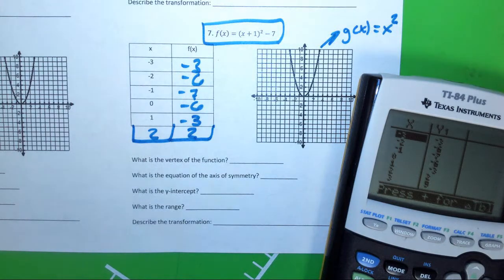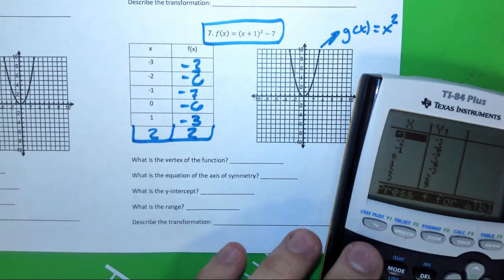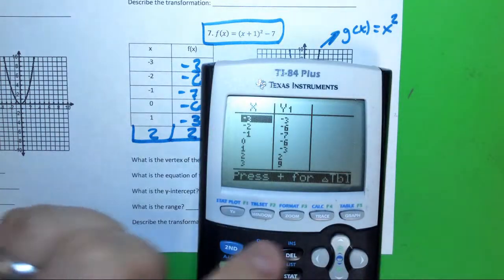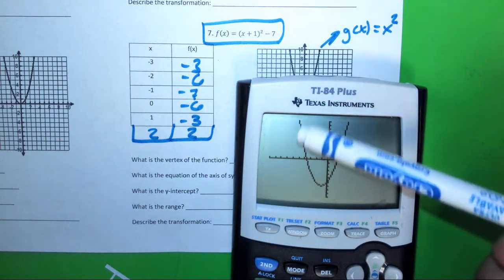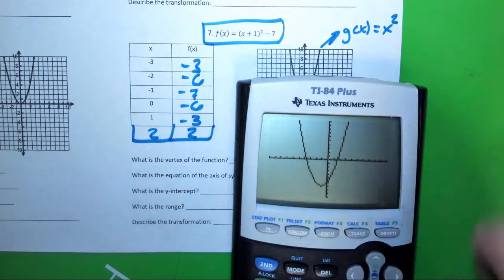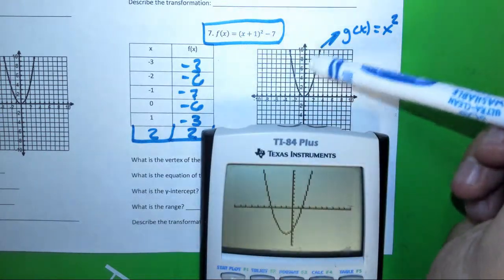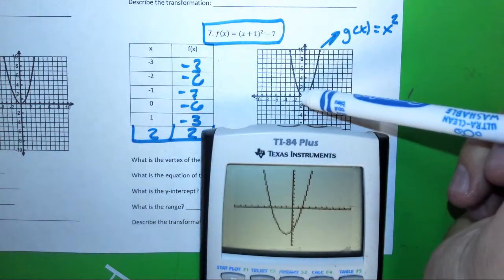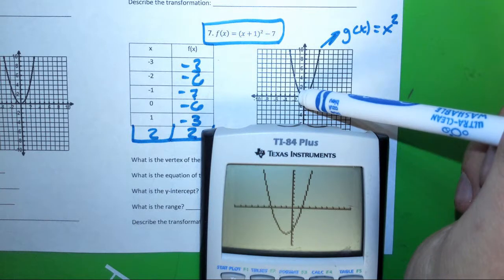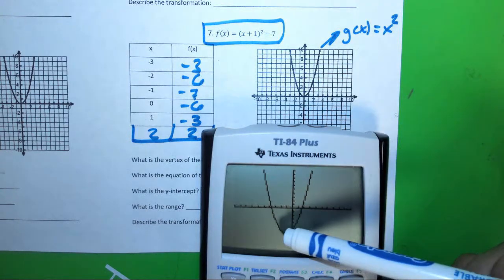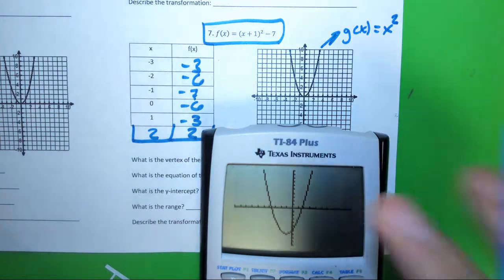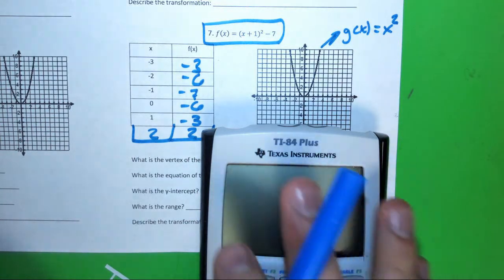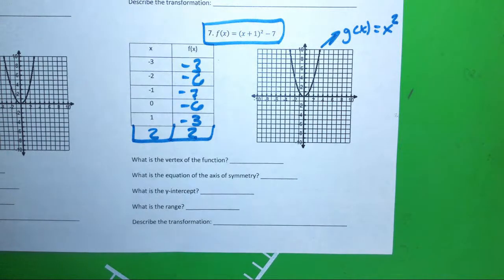I filled out my table, and you can also take a look at my graph. Check it out, there's our U shape. Compared to the parent function, it has moved from our vertex being at the origin to now our vertex being down here. We'll talk about what we mean by vertex in a second. So that's what it looks like.